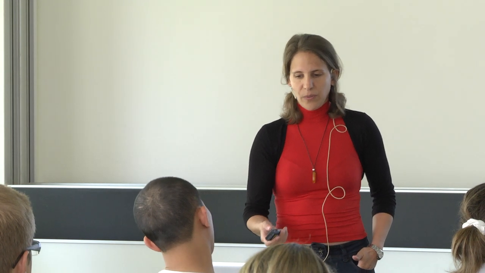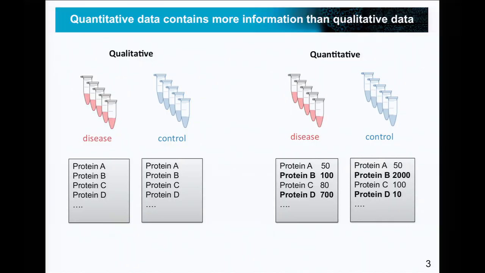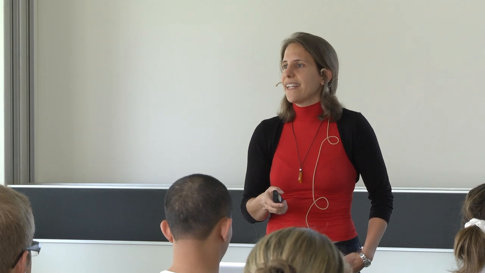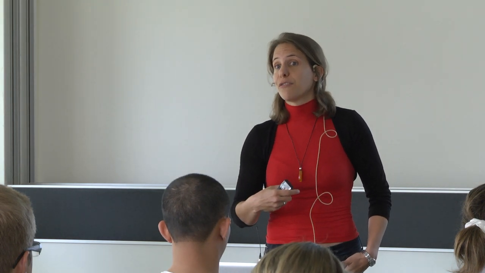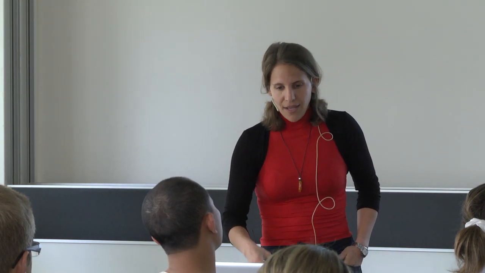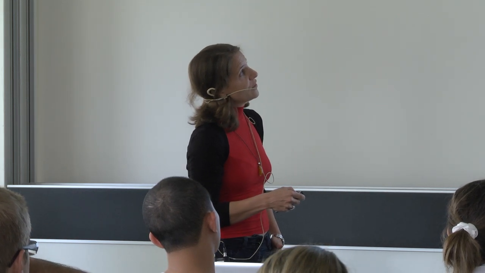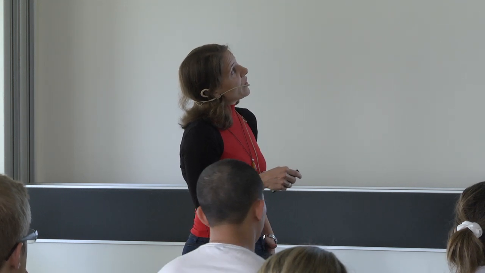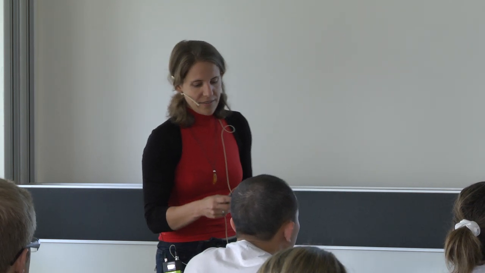Now, the question is, why did mass spectrometry not start quantitative right from the beginning? Why did we only start in the, let's say, the last 2 decades to retrieve quantitative information from our mass spec data? And the answer to that is that there is actually a poor correlation between the amount of a peptide that we have in the sample and the signal intensity that we measure for this peptide in a single MS spectrum.